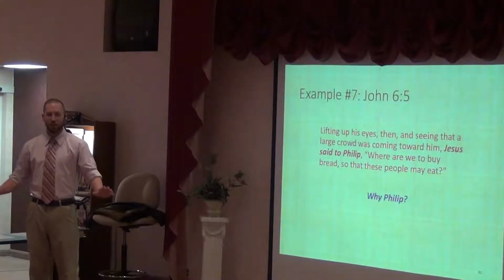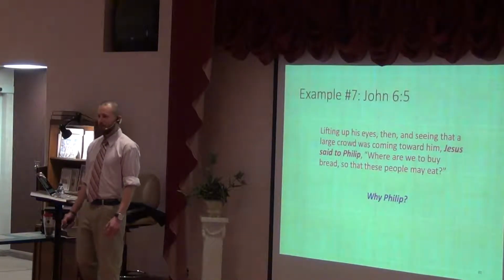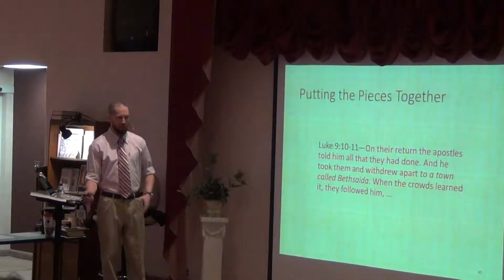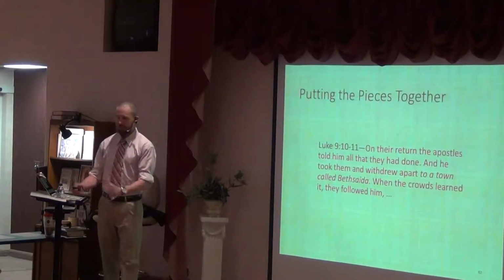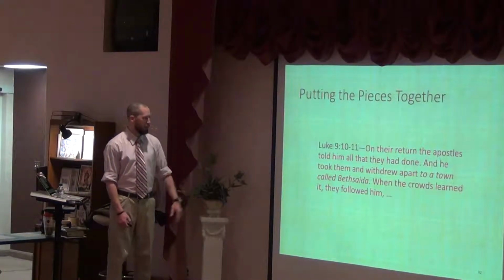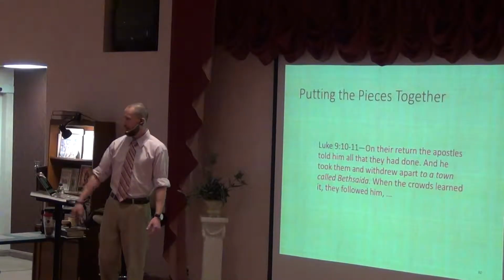See, this is where those little minor details come into play. And it's really cool. All right, Luke chapter 9, we learned some more details. We're going to piece all this together, so this is kind of like a trifecta. "When they returned, the apostles told him all that they had done. He took them and withdrew apart to a town called Bethsaida." All right, so this is the setting up of the feeding of the 5,000.